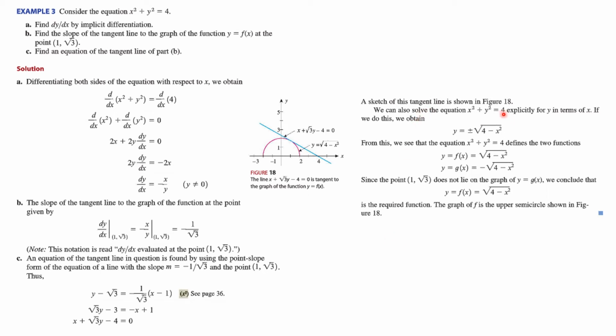Now, even though you could solve this, what happens is you get two answers because you're taking the square root, so it's plus or minus that square root. So you have to decide which function you're talking about. Since we're talking about 1, square root of 3, that's in the first quadrant, that means it's the upper half of the circle that we're talking about, so it has to be plus.